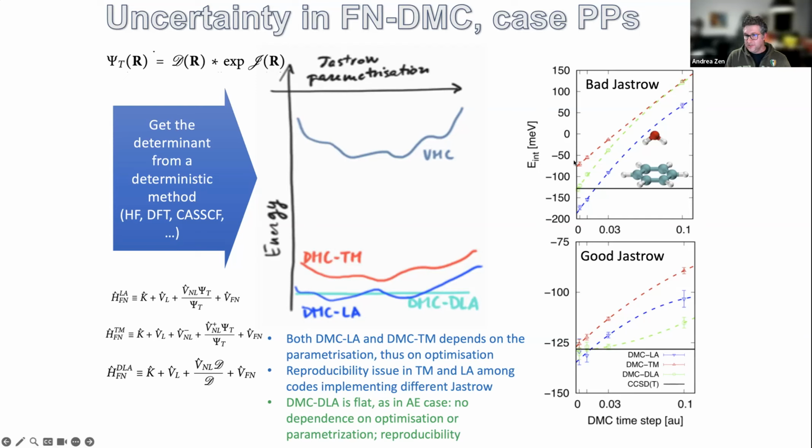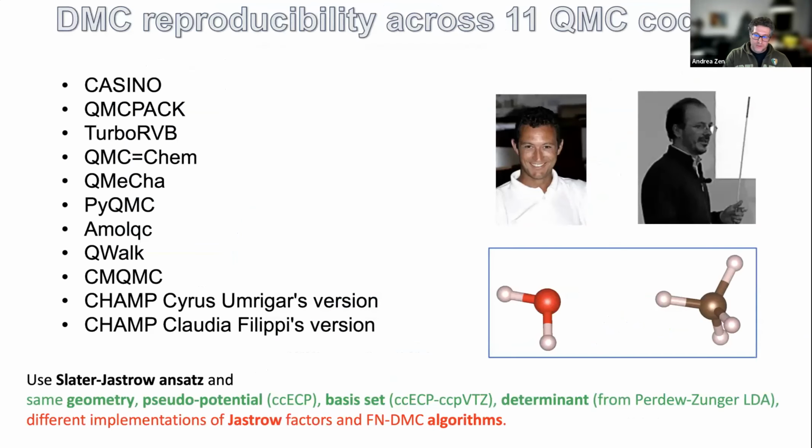The result in green is something that we think is good for reproducibility, especially in view of the fact that the Jastrow factor has different parameterizations in essentially all the QMC codes. So it also helps to compare among different codes.